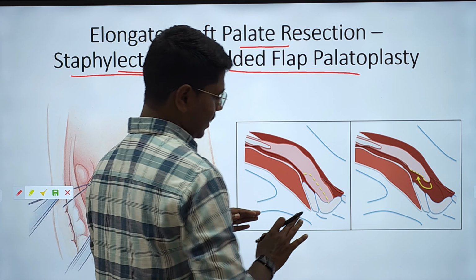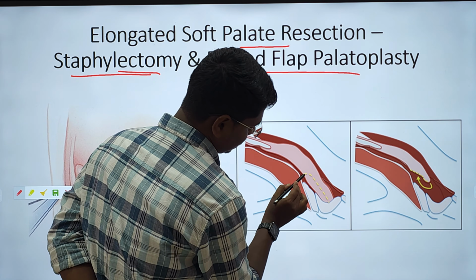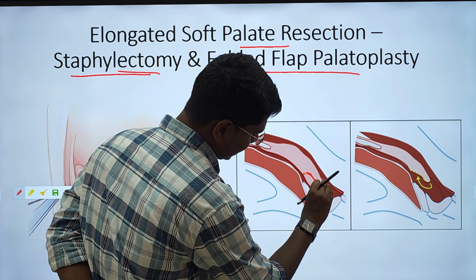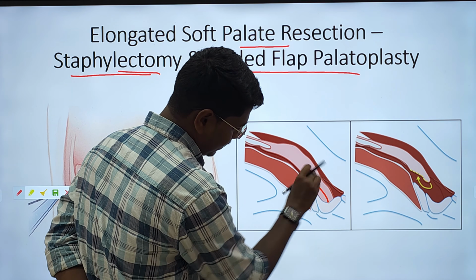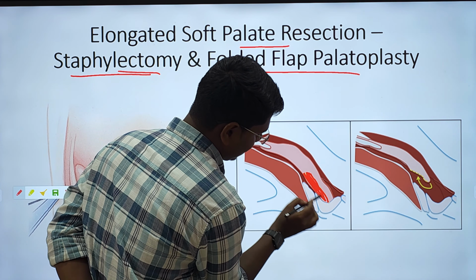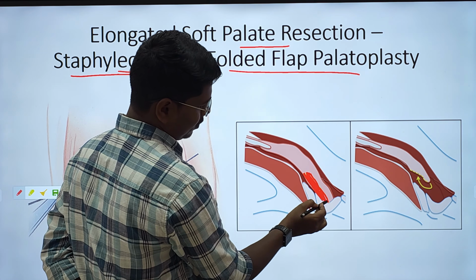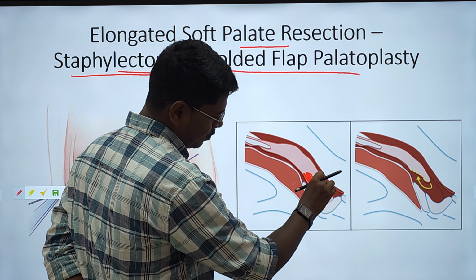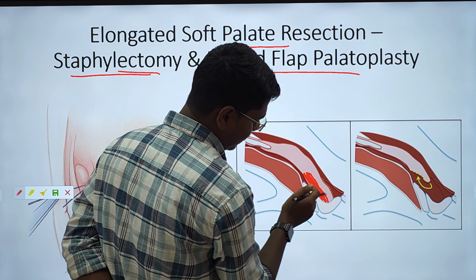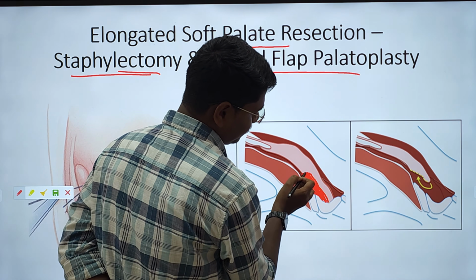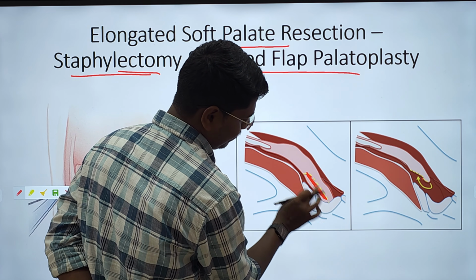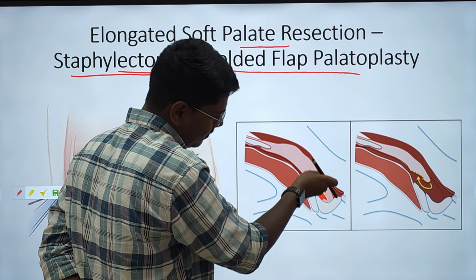Here there is a technique. What happens? You can see here a portion, the ventral portion of the soft palate, is removed. Now it will be rotated like this. Okay, flap. Now you have removed this portion completely. Now you will make a flap from this portion, like this, and it will be sutured here. Remove this portion completely and make this one a flap.